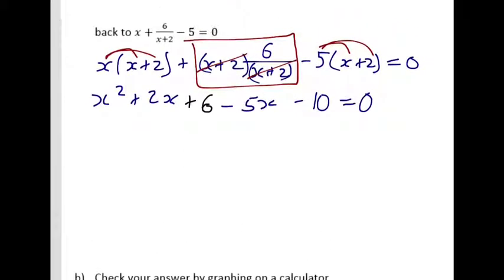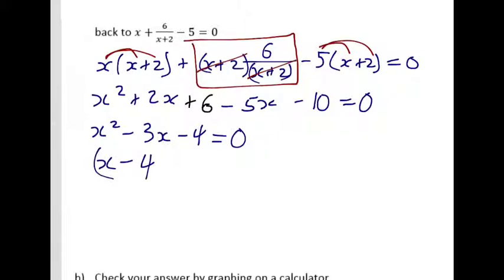Okay, so simplifying terms, we've got x squared minus 3x minus 4 equals 0. And that's pretty simple to solve, right? That's just normal factoring. x minus 4, x plus 1. Right? So x is either 4 or negative 1. Ooh, I made a boo-boo. One thing I forgot to do.